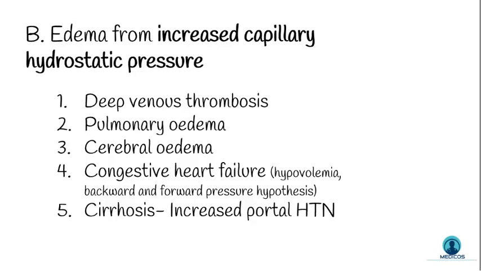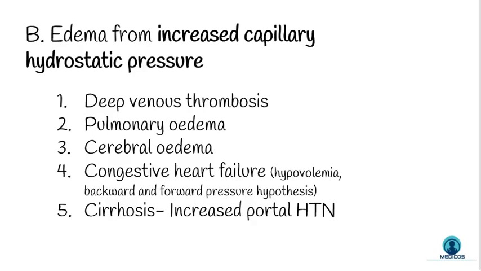And the fifth one is portal hypertension in cirrhosis, which produces ascites. Earlier we said in cirrhosis edema will occur due to decreased protein synthesis, but it might also occur due to increased portal hypertension, which pushes fluid into the peritoneal cavity, causing ascites.